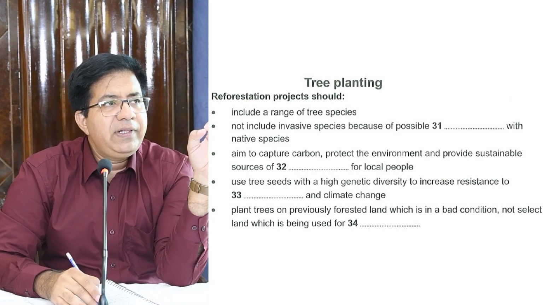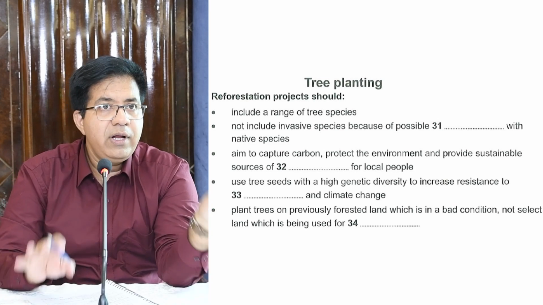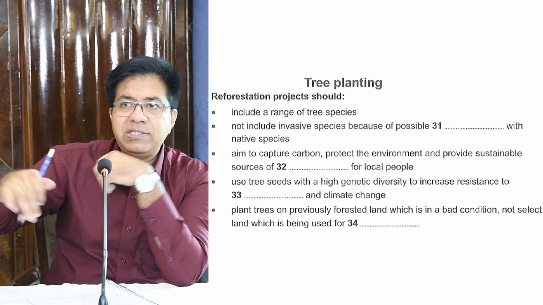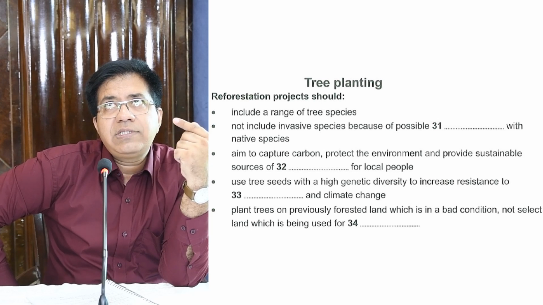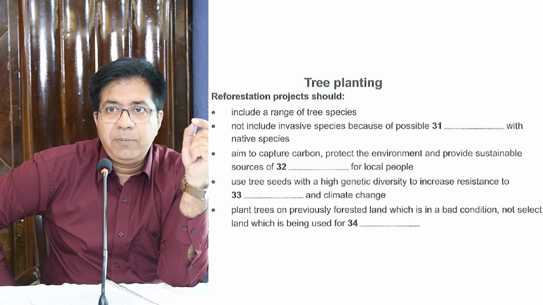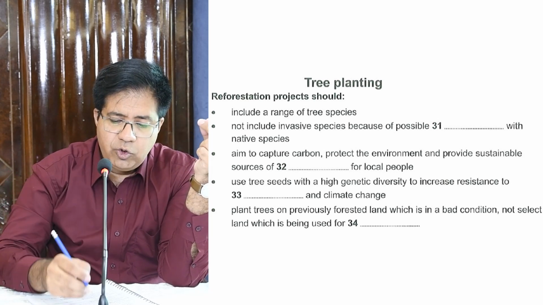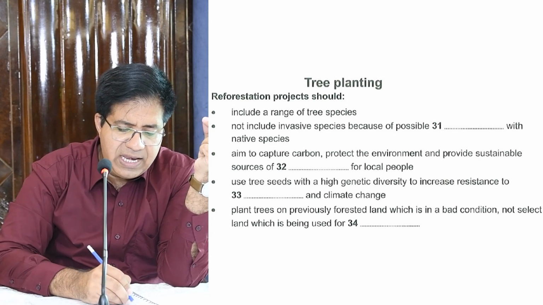For possible, they use many words. I'm solving this test with you, so I'm not sure which word they are going to use. For possible, they use words like possible danger, or potential, or they use the word may. So possible dash with native species.